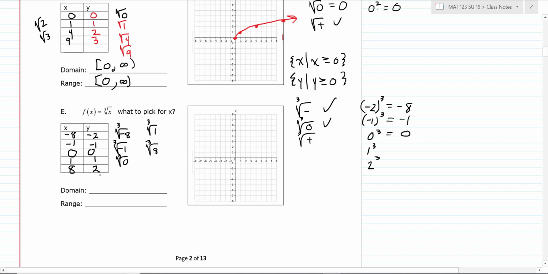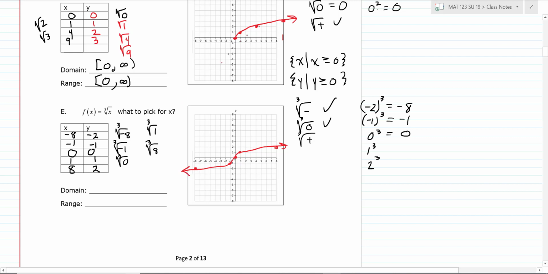All right. So let's go ahead and plot those points. I'll also show you how you can do different roots on your calculator. And this one, we're going to go left 8, down 2. That's the first point. Then left 1, down 1. 0, 0, 1, 1, over 8 up 2. So the graph of the cube root function looks like this.